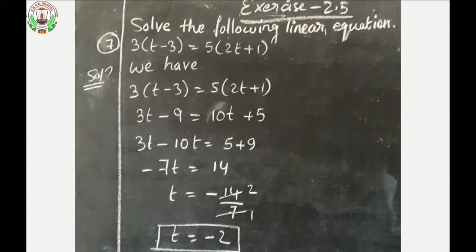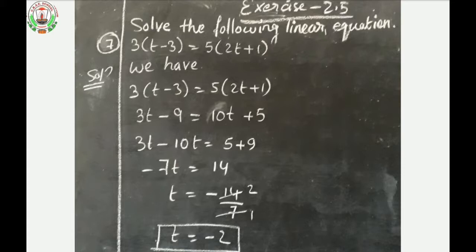So 3 will be multiplied with t, it becomes 3t, isn't it? Then 3 will be multiplied with minus 3, so it will become minus 9, as outside the bracket 3 is a positive number. So plus and minus will become minus, that's why plus 3 into minus 3 will become minus 9. So the equation after opening the bracket is 3t minus 9.